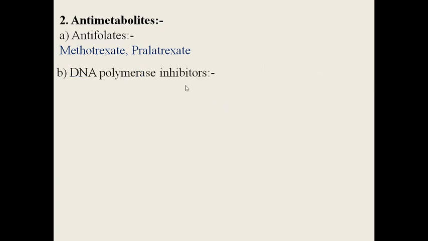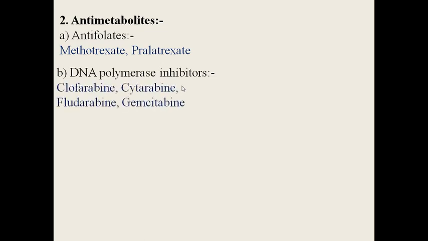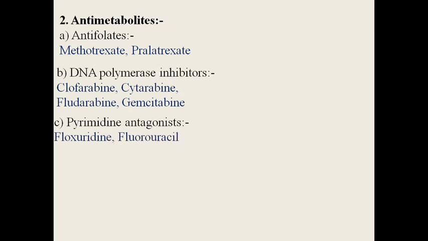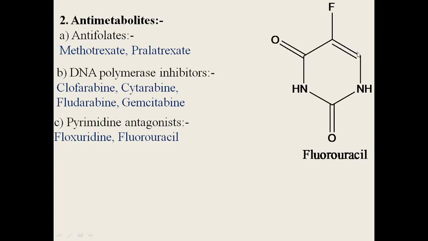And DNA polymerase inhibitors, these are also antimetabolites. We have clofarabine, cytarabine, fludarabine, gemcitabine, and pyrimidine antagonists, floxuridine, fluorouracil. You look at here the structure of fluorouracil. This is position number 1 2 3 4 5 fluorouracil. If you look at the structure of uracil, here there are two hydrogens. One hydrogen is here and one hydrogen is here, and one of the hydrogens is replaced by a fluorine atom, and it is simply called fluorouracil.